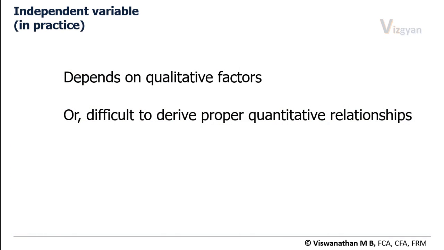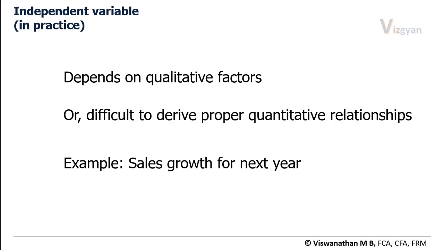So talking in practice, the variables that we use as independent variables are those that either depend on qualitative factors or they depend on too many factors that it's very difficult to derive a proper quantitative relationship. So to give you an example, think of sales growth for next year. Now sales growth for next year depends on consumer sentiments and a lot of other factors, and therefore we typically use it as an independent variable in our financial models.